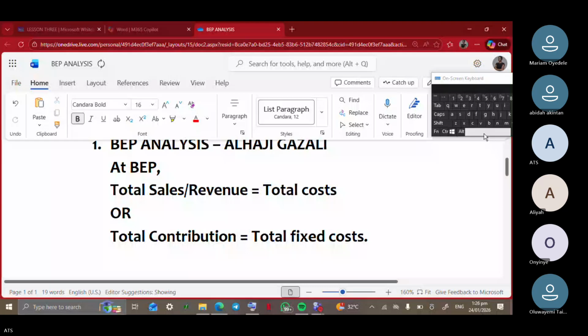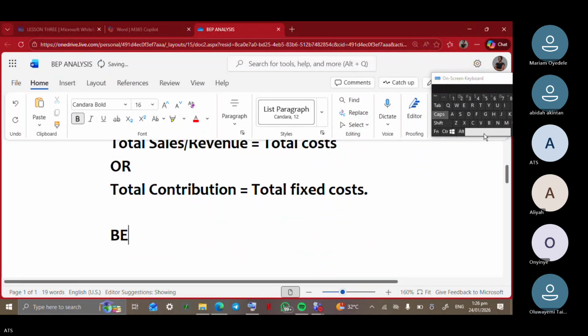Are you following me? Yes, ma'am. So they said we should determine the number of rockets. Now, what we are looking for is BEP units, right? Which of you wrote down the formula for BEP units the other time? Okay, so can you call it out for us? Fixed cost all over contribution per unit. Okay, fixed costs all over contribution per unit.